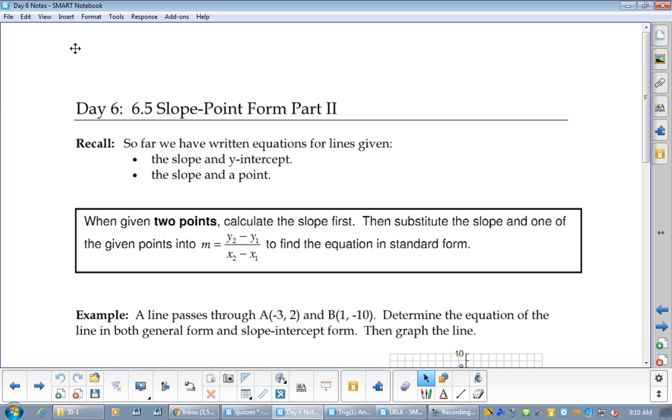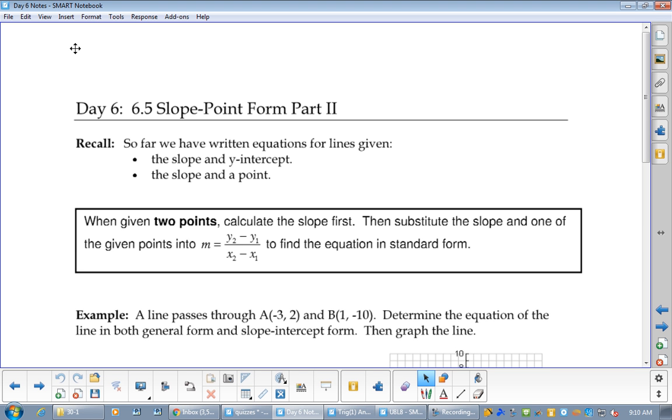So, slope point form, part 2. Hopefully you're familiar with slope point form since we just had to use it 5 seconds ago. Okay. So far we have done the slope y-intercept form and slope and a point.